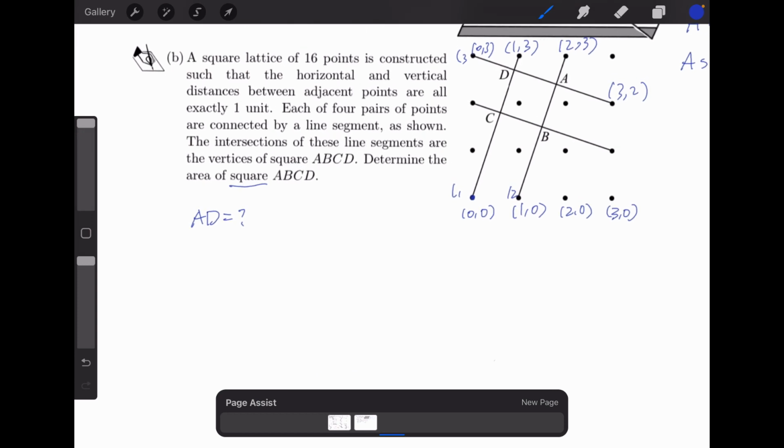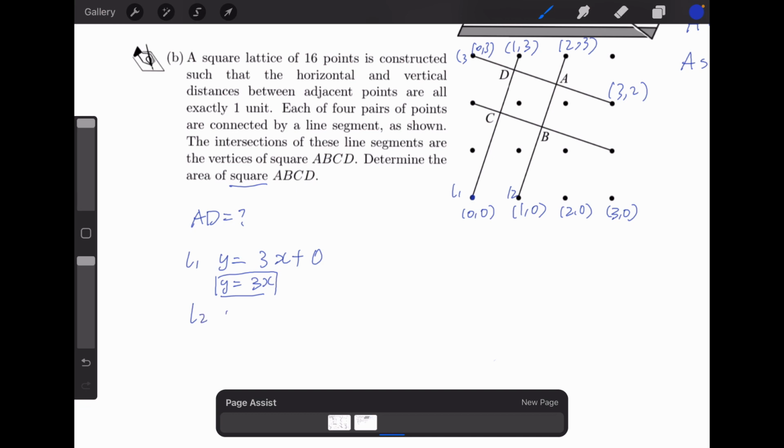The next thing we're going to do is find the equation of each line. For line 1, the slope is (0 minus 3) over (0 minus 1), which gives us 3. Because one endpoint is (0, 0), the y-intercept is 0. Therefore, the equation for line 1 is y equals 3x.